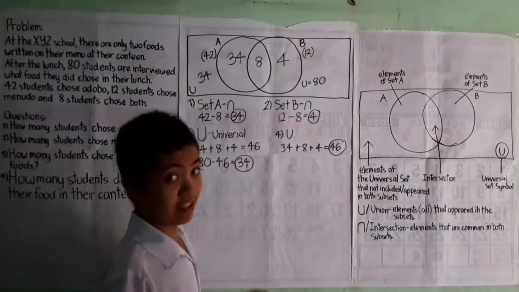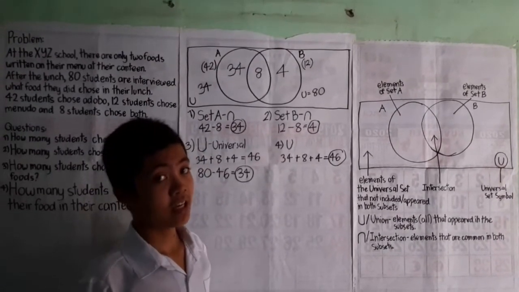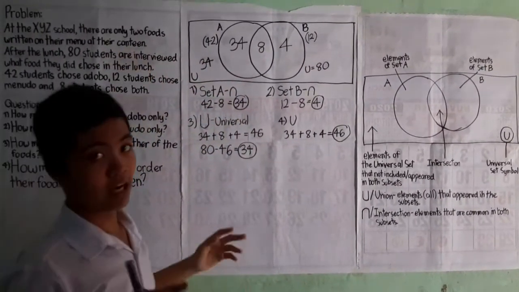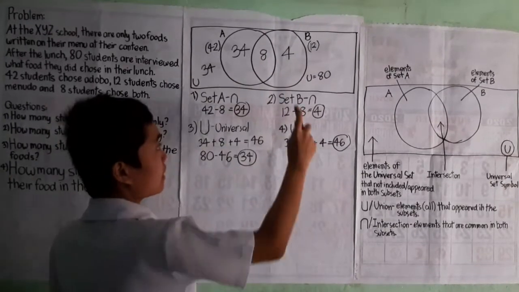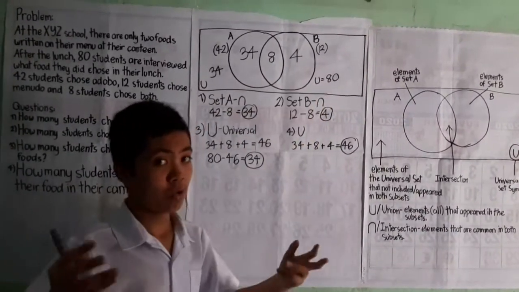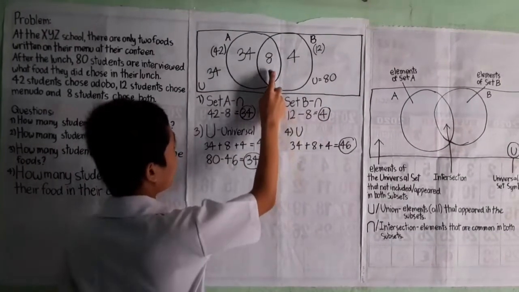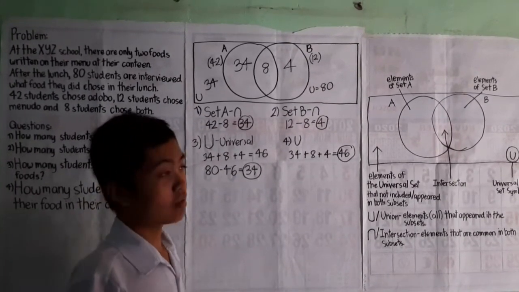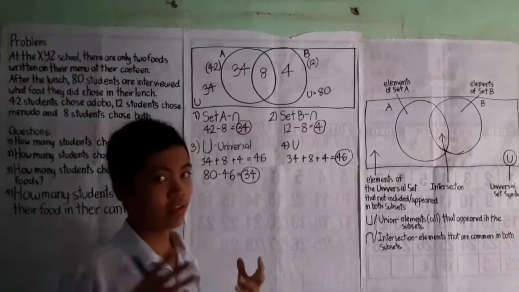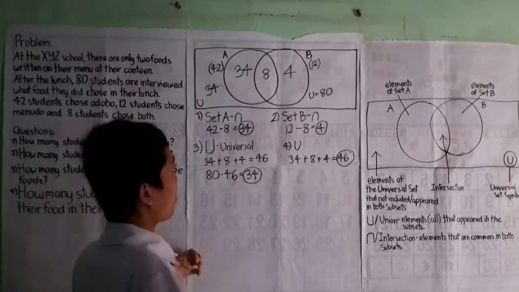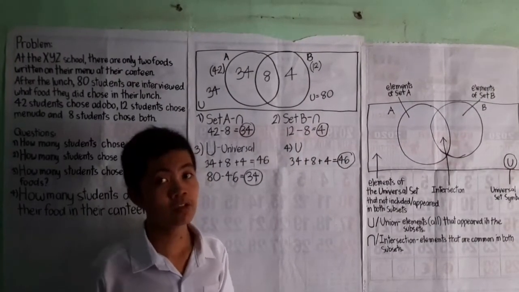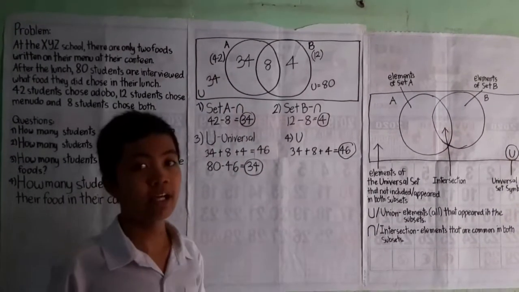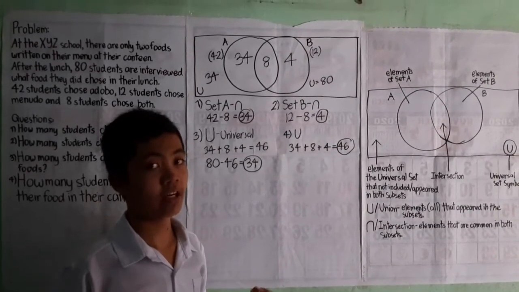For this question, now we already answered all of the questions and we can make the representation of the Venn diagram for this problem. So I will explain the Venn diagram. This part is the universal set, or the whole, which is 80 students. This part is the intersection. 8 students chose both adobo and menudo. This part is 34 students who chose adobo only. This part is the students who chose menudo only. And this number 34 is the number of students who didn't choose anything in their canteen.